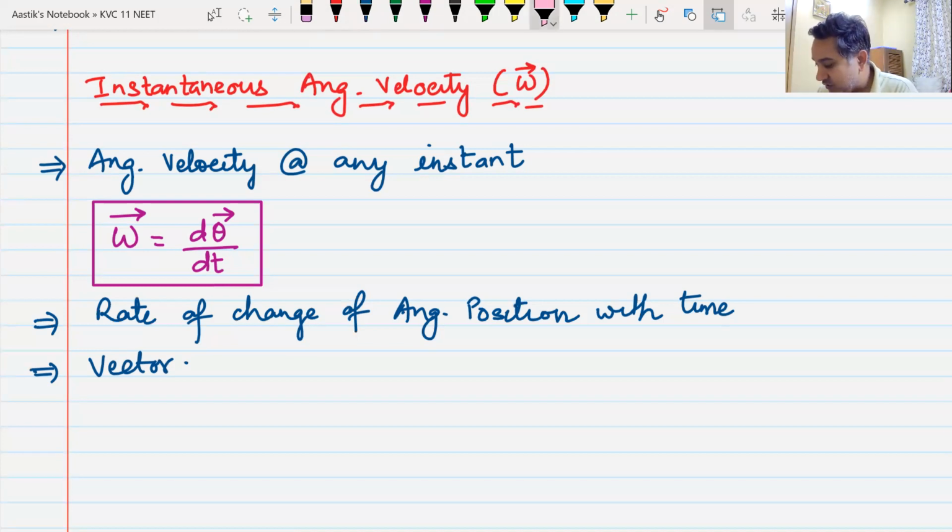Which quantity is instantaneous angular velocity similar to? Do we recollect it? Yes or no?